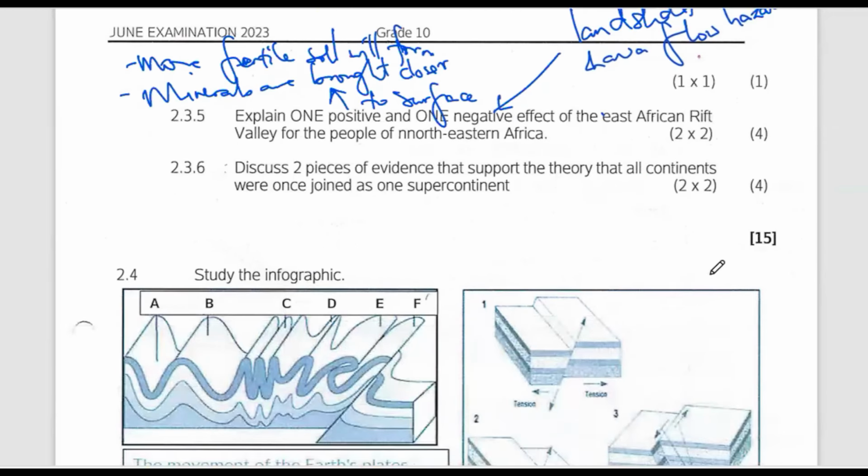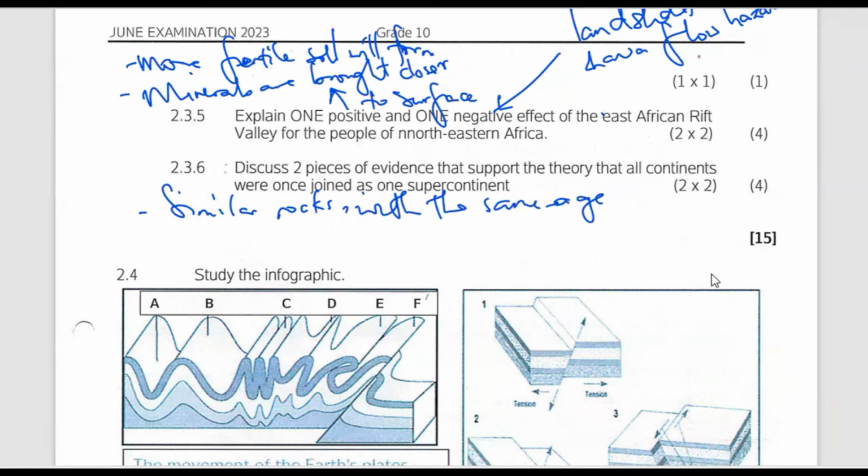Right, we move on to the next question, which is talking about pieces of evidence that support the theory that all continents were once joined as one supercontinent. Right, what evidence can we visualize which we can use to support the fact that these continents were initially one and then they split to form these current distinct continents? Right, you can talk about similar rocks along coastal lines. Those rocks with the same age along the coastal areas of different continents is one evidence.